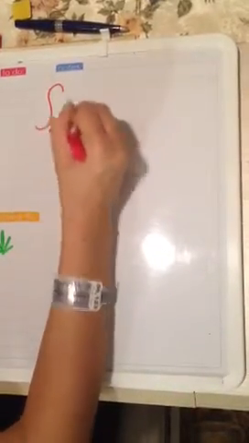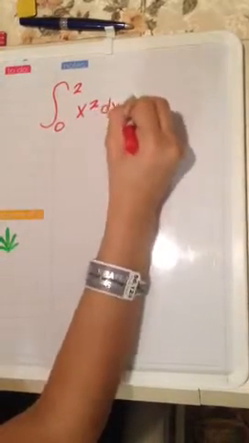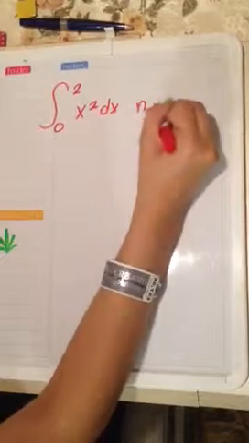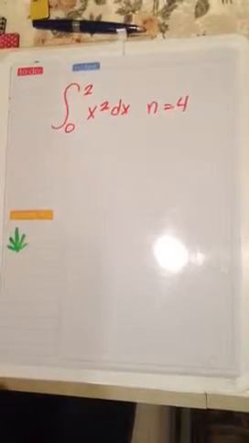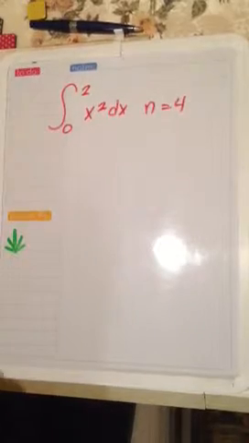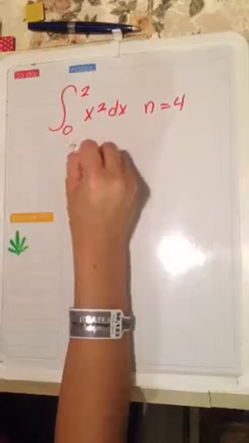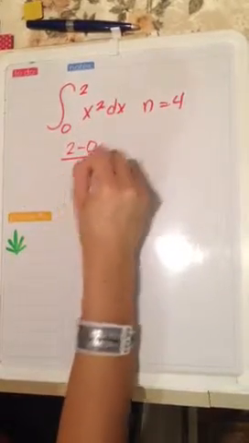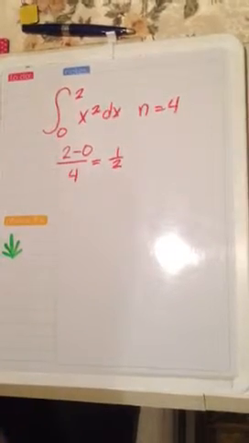Example: the integral between 0 and 2 of x squared dx, where n equals 4. Here, your 2 points are 0 and 2, which will be divided into 4 subintervals of equal length. So you do 2 minus 0 over 4 equals 1/2. This gives you the width of each interval.